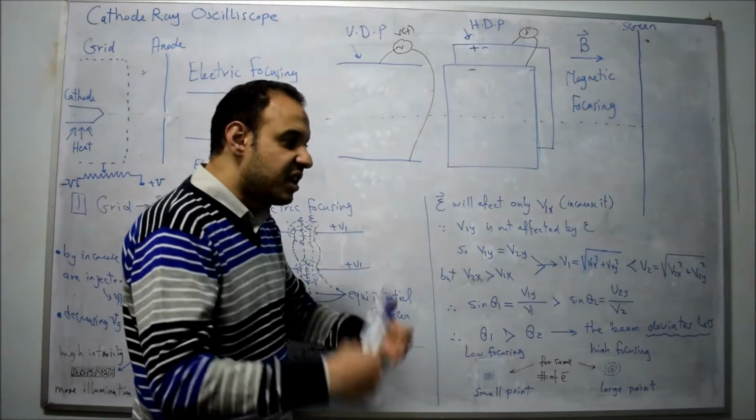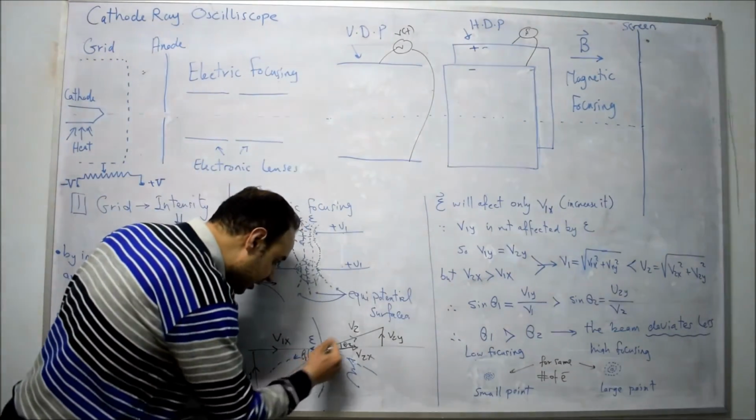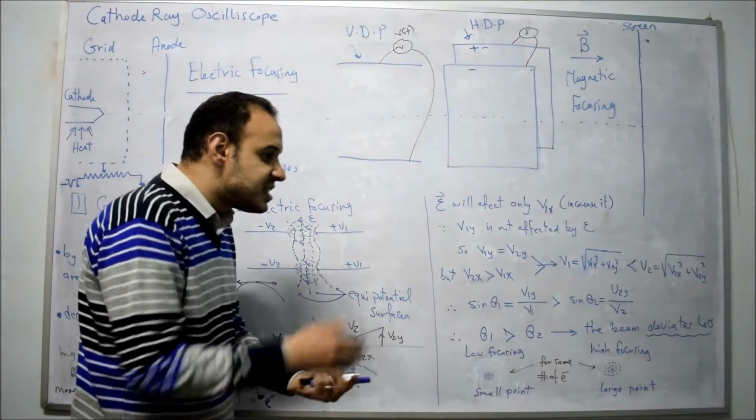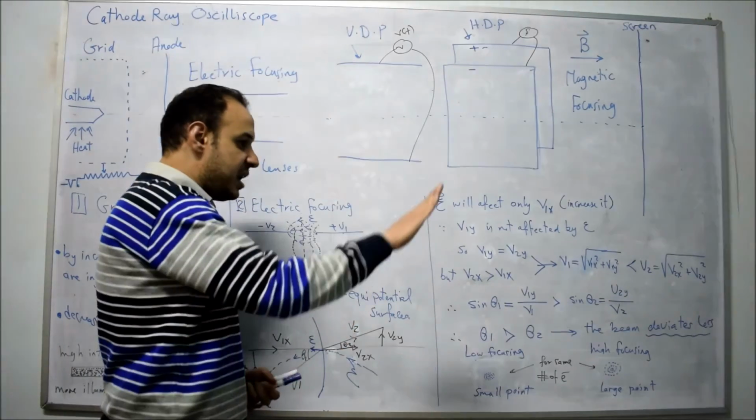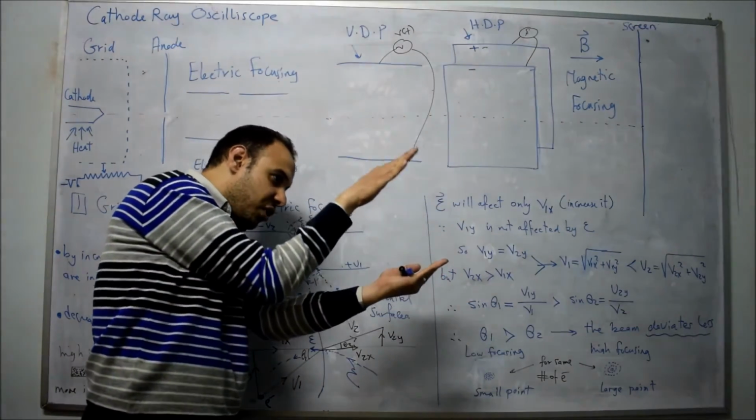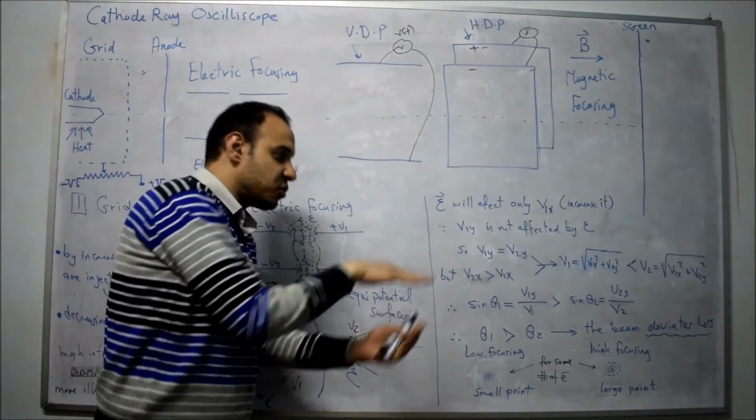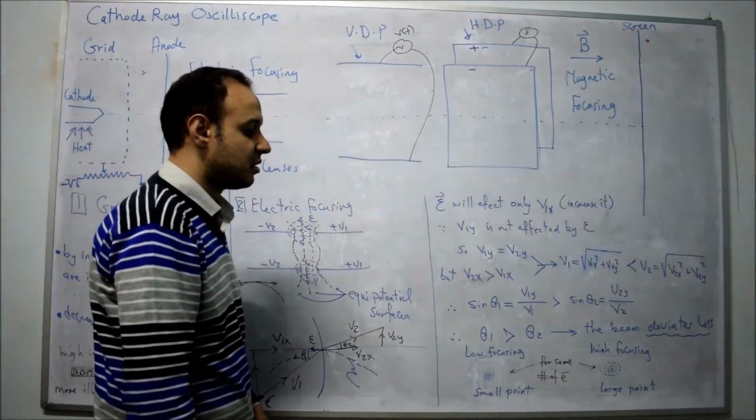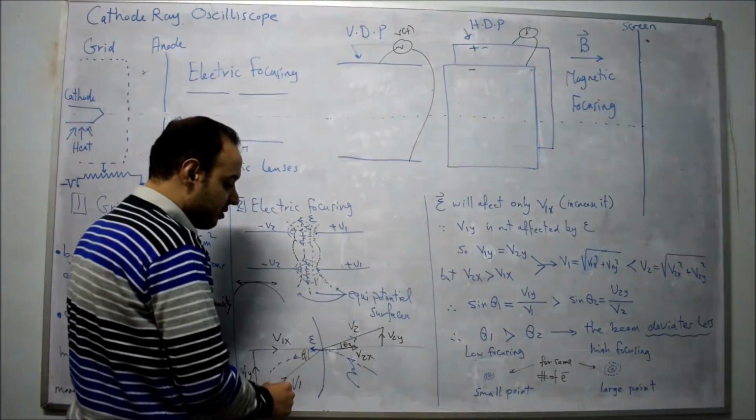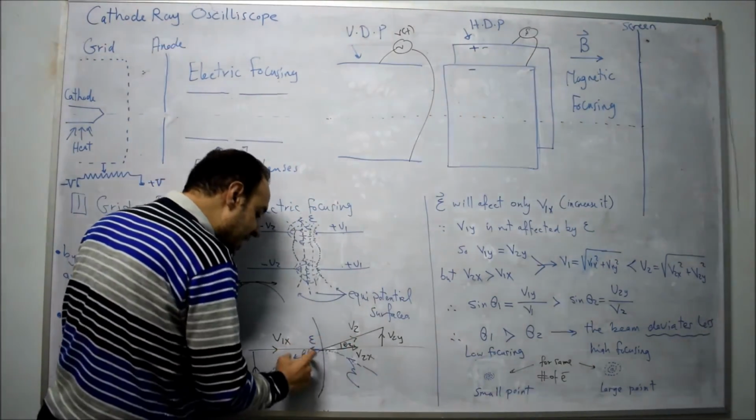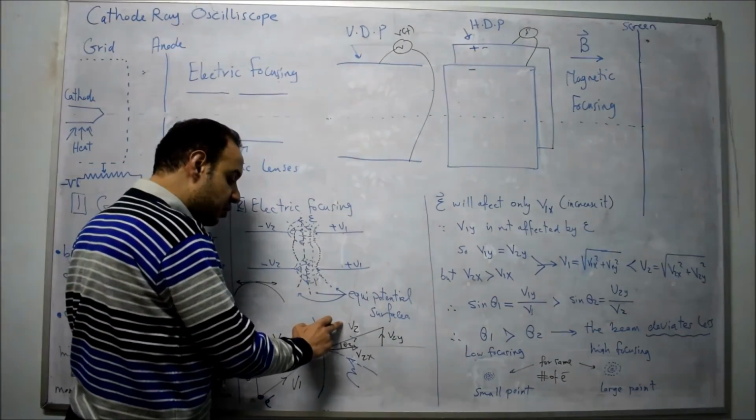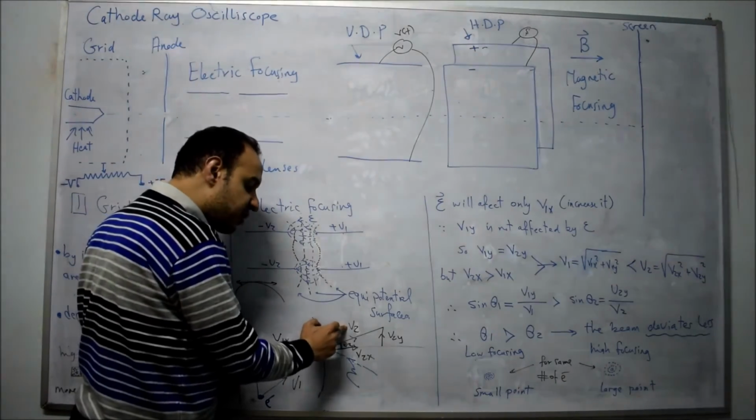What is the effect of increasing v2 on the angles theta 1 and theta 2? What we wanted to do here is that we have a beam, and we want this beam to be more focused, to become closer to the x-axis. So we want to decrease theta 1. We want to make theta 2 less than theta 1. So now we increase v2. What is the effect of increasing v2 on theta 2?